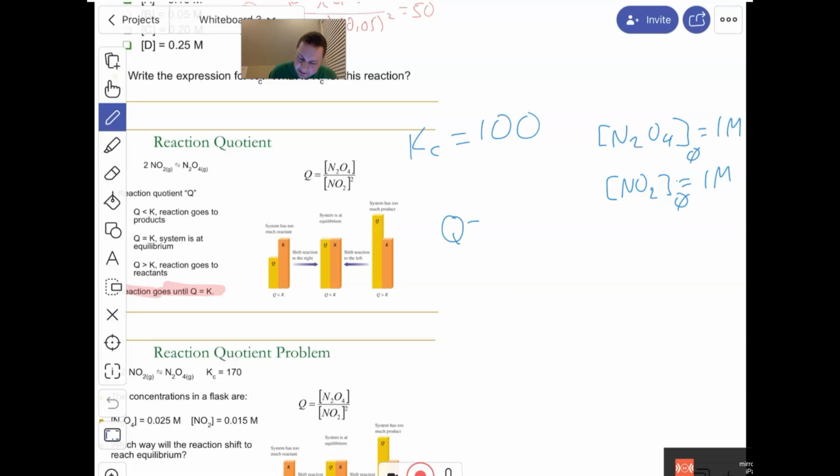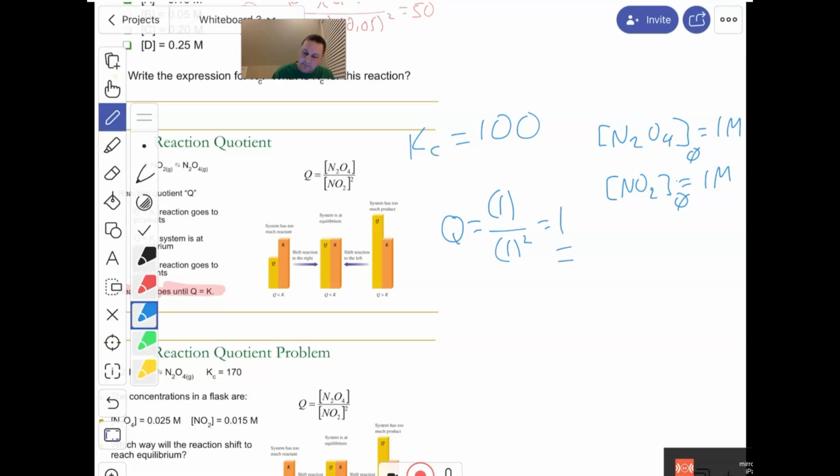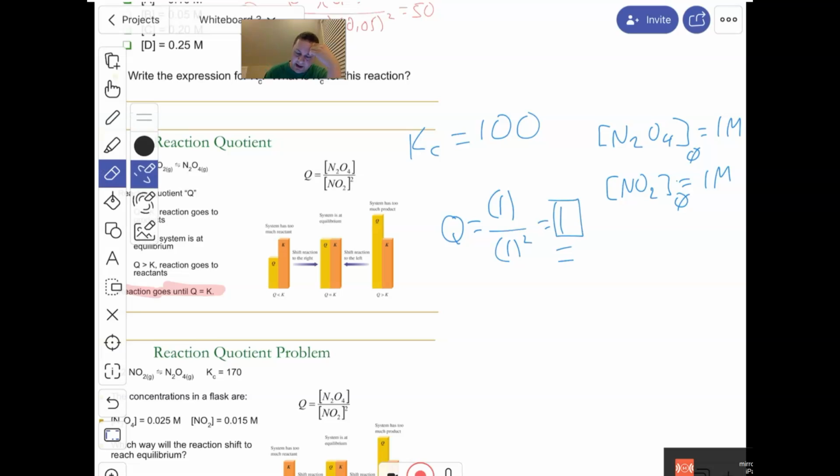Well, Q is going to equal 1 over 1 squared, and it equals 1 at this point in time, right? I'm just plugging in numbers to this expression right here. So this is what I end up getting at the start of my particular reaction. And if I'm thinking, which way is this going to shift? Right now my quotient's at 1. I know it's not at equilibrium. I know the equilibrium constant here is 100.